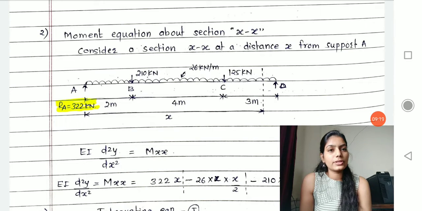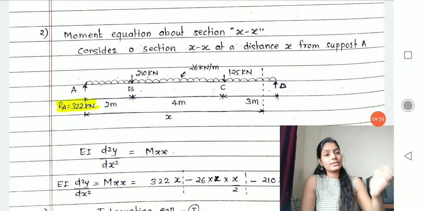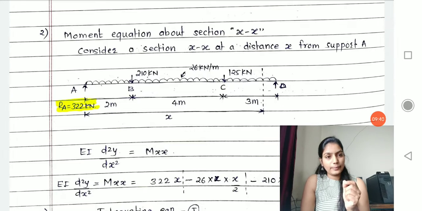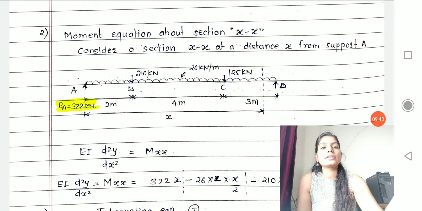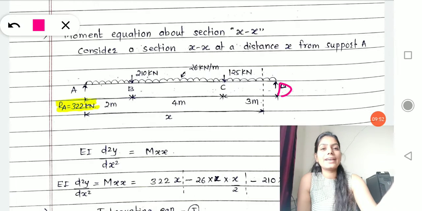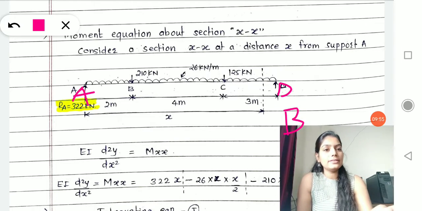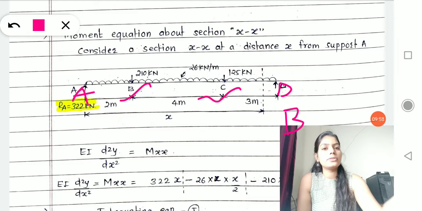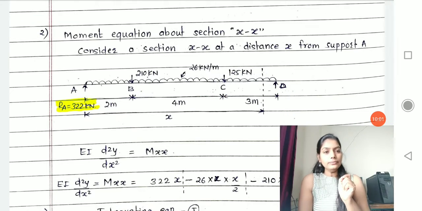Now moment equation about section XX. Here we reached the second step where we are developing the moment equation. How to develop moment equation you already know. Take a section XX which is covering all the forces acting upon our beam. I have taken a section at support D. Actually here the names changed. Earlier I gave support A and B names like this, but now I have given naming between supports. So slight change over there, please take note of it.